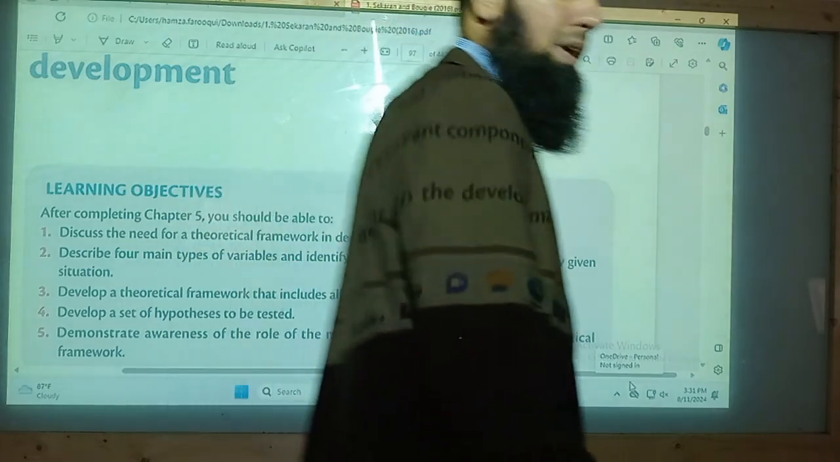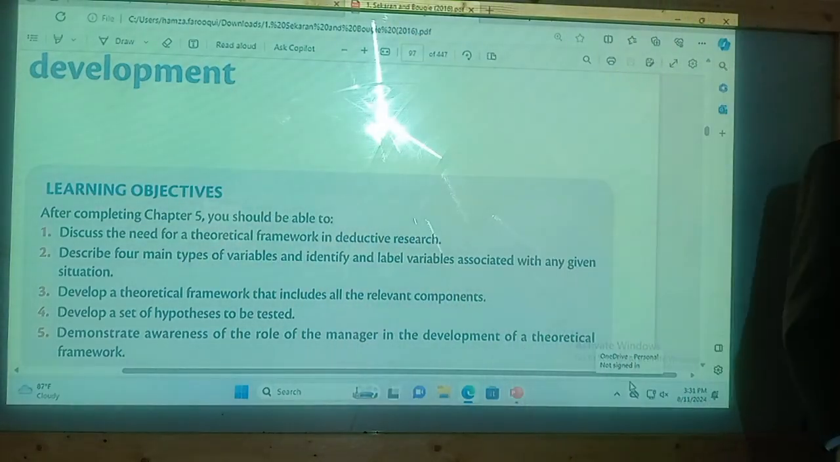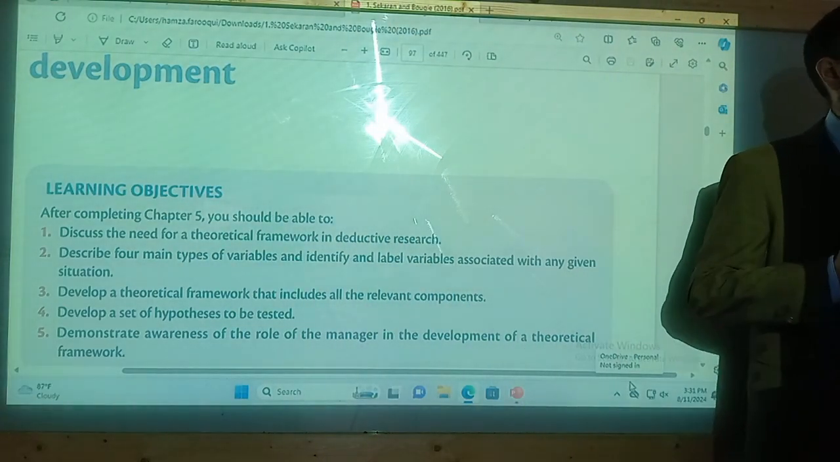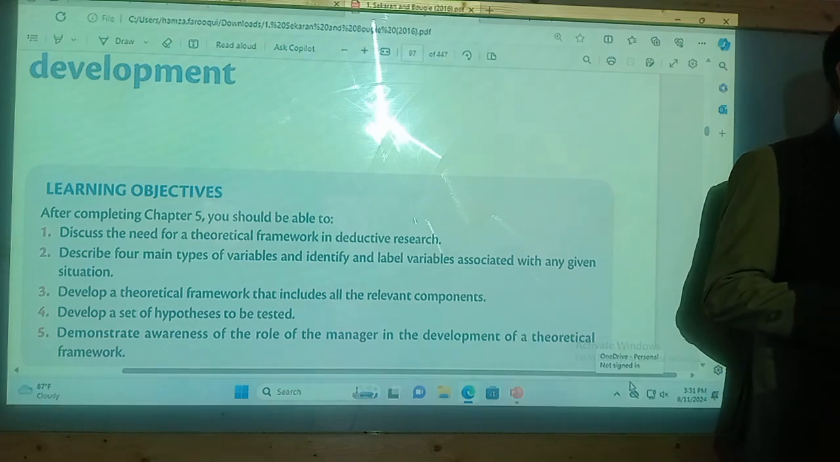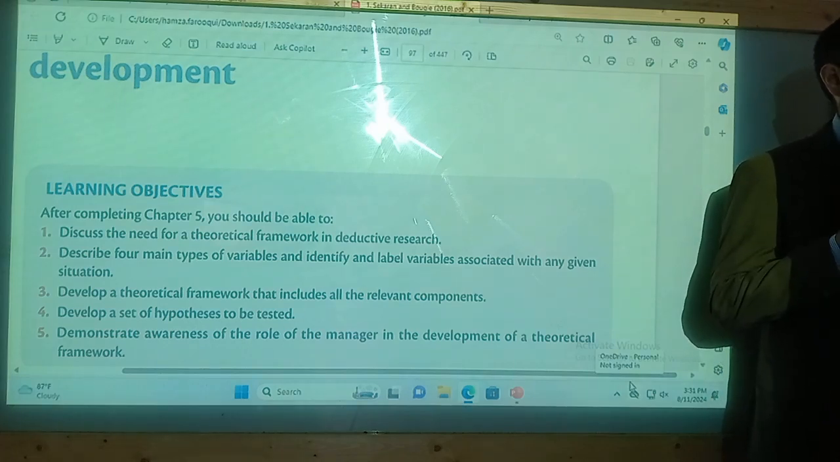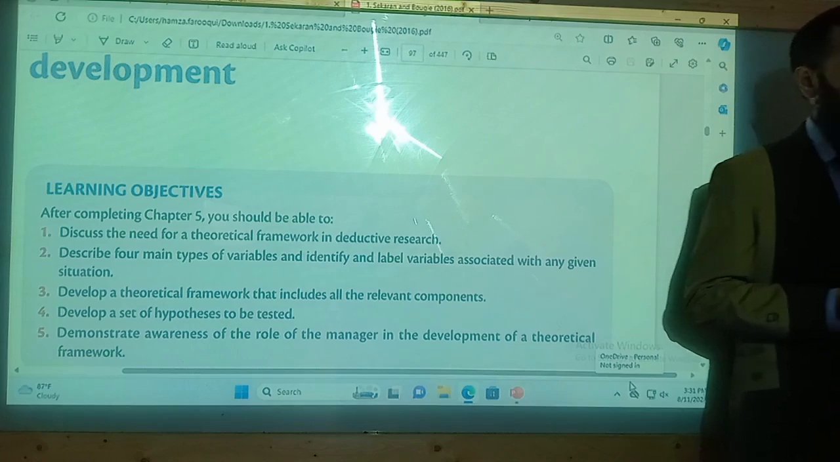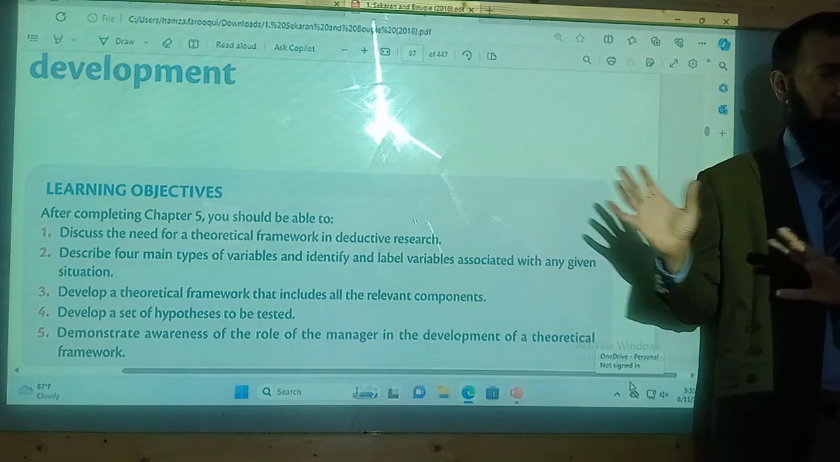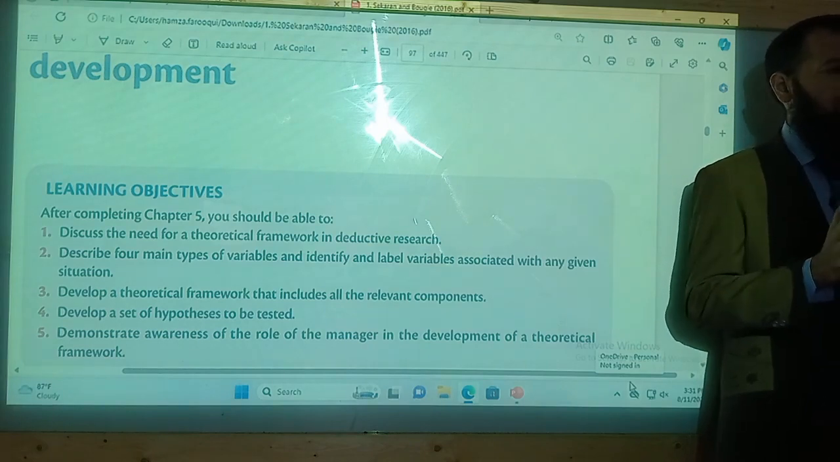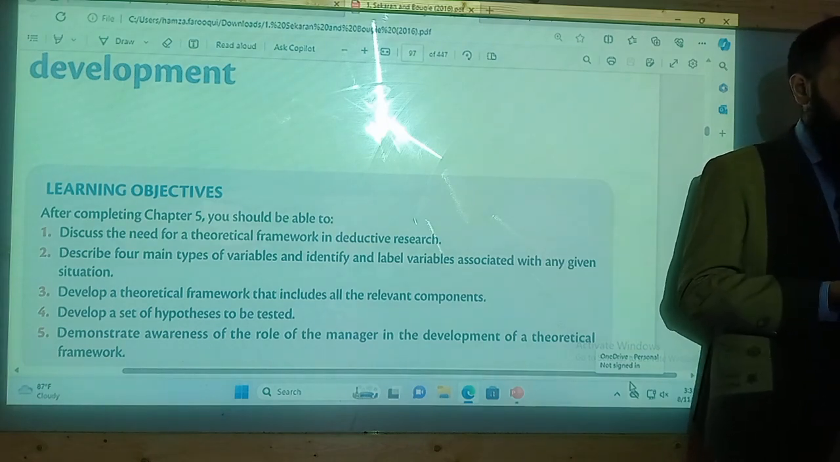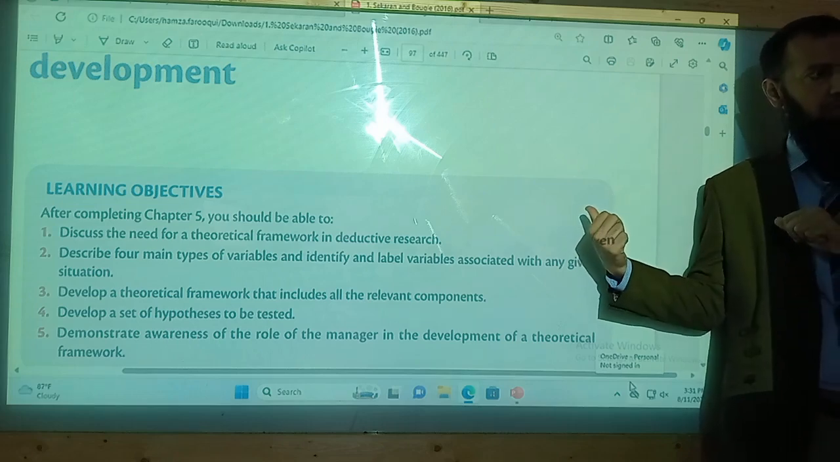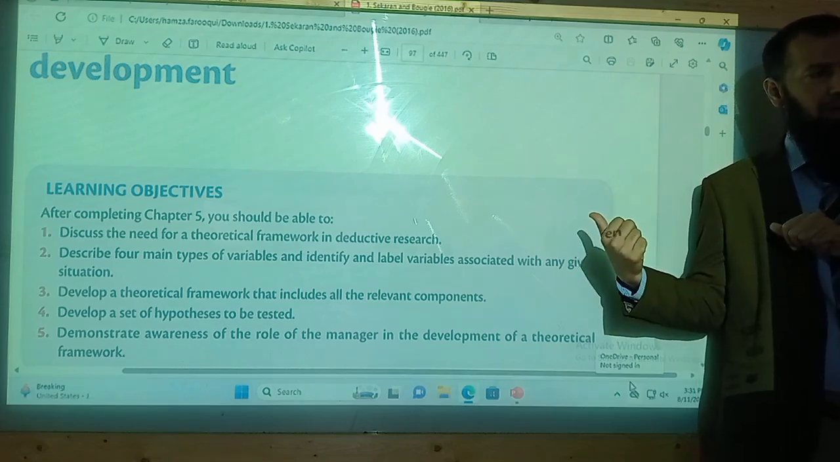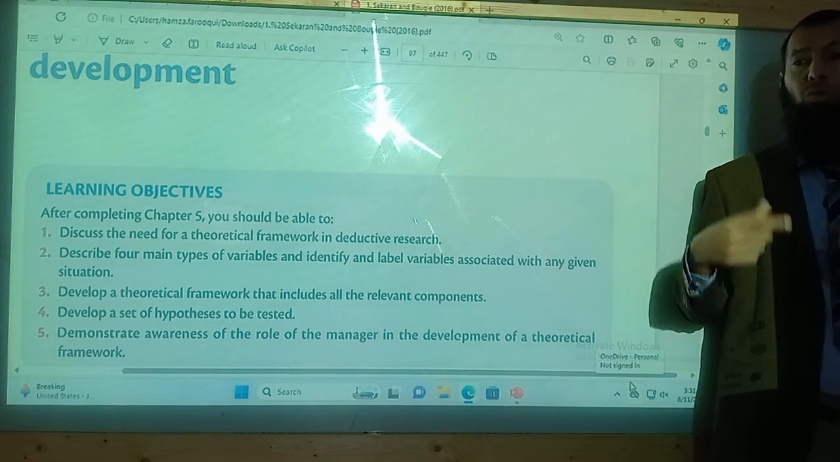This chapter is truly very important, and the reason is that after the problem statement, after finding the problem, you need to go through this and solve your problem. After finding the problem, this theoretical framework and hypothesis development will lead to the solution of the problem.